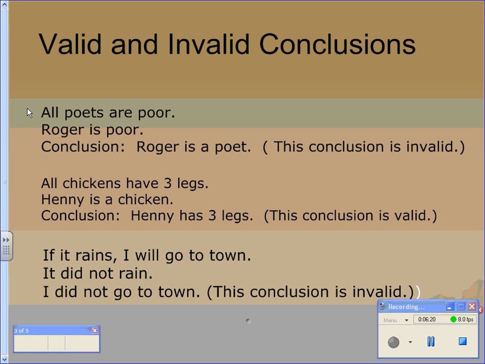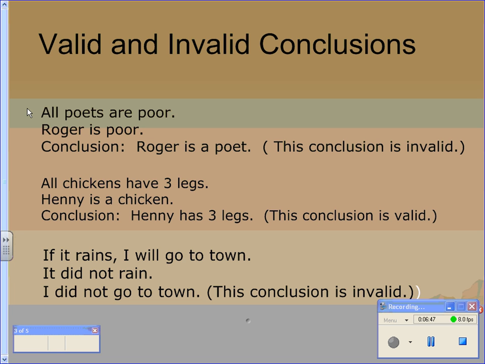The homework questions on these, it's going to say all dogs have 3 legs. Henry is a dog. Therefore, Henry has 3 legs. And then you're supposed to say, is it valid or not, and why or why not? Does that make sense? When it says explain or why, use complete sentences, not fragments.